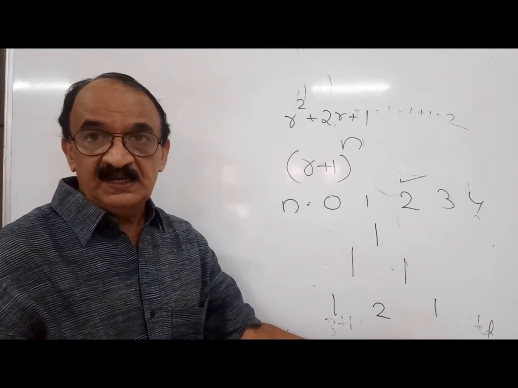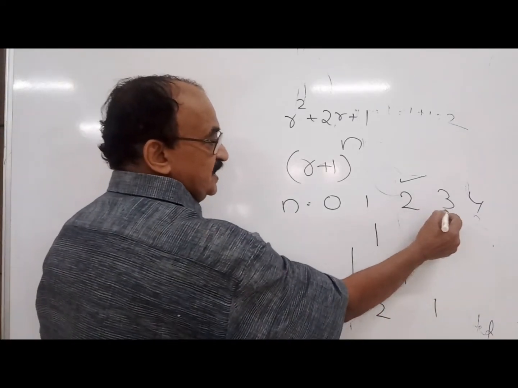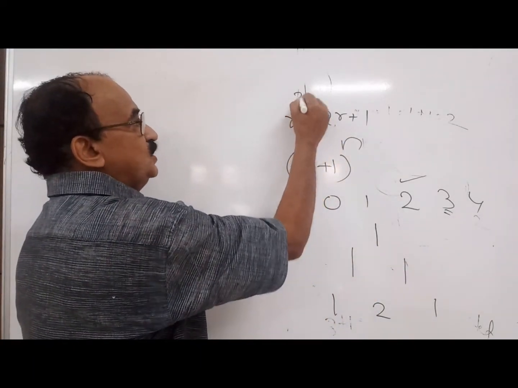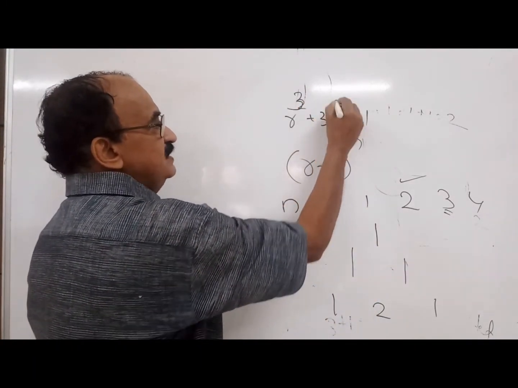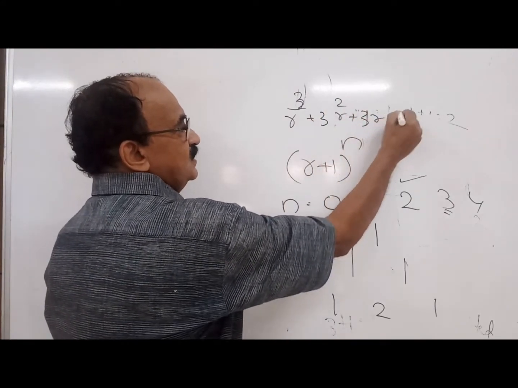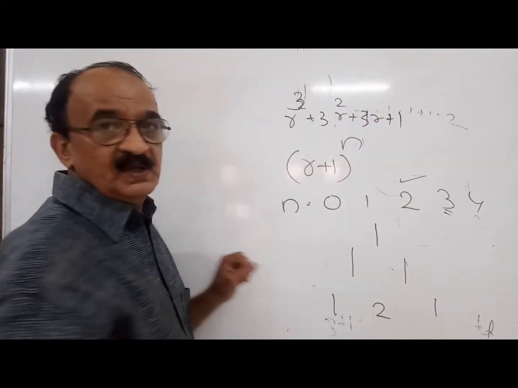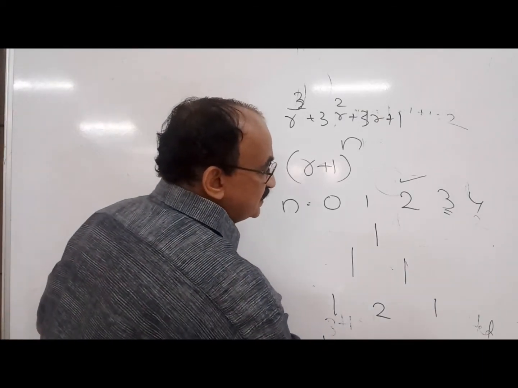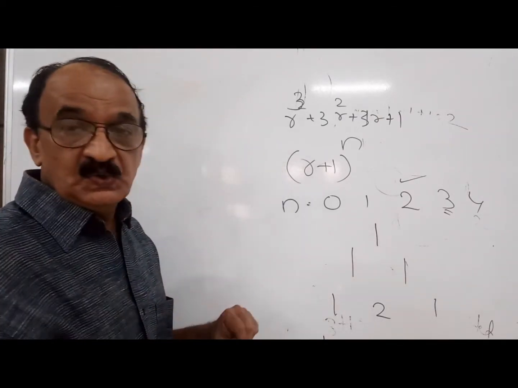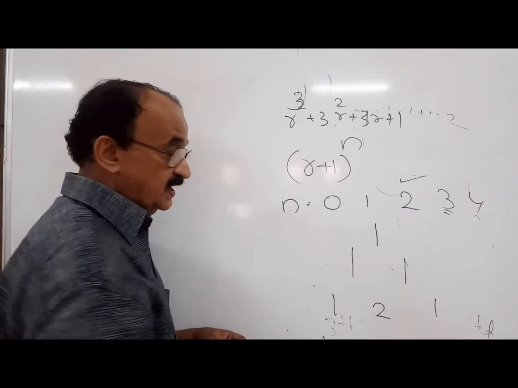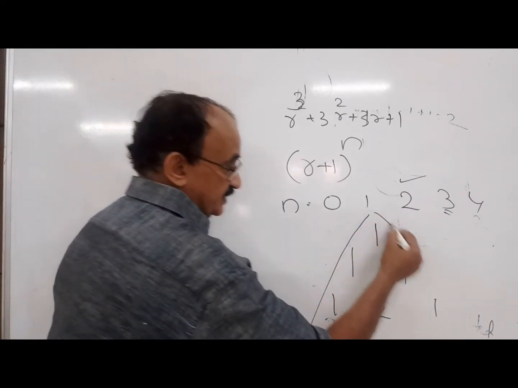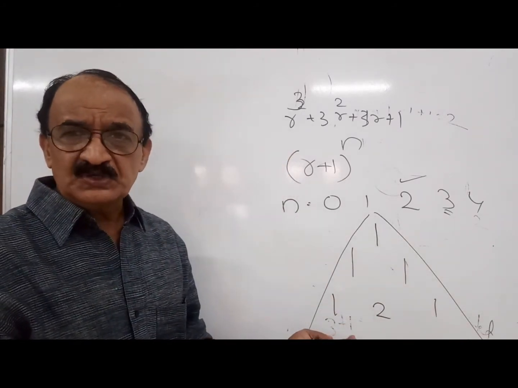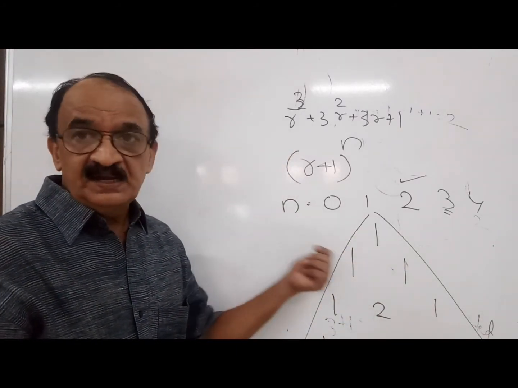In that way we can calculate the intensity. Suppose n is equal to 3. (r + 1) raised to 3 is equal to r cubed plus 3r squared plus 3r plus 1. The coefficients are 1 is to 3 is to 3 is to 1. So when you add these, you are getting a triangle, and that triangle is known as the Pascal's triangle. And from the Pascal's triangle also we can identify the signal intensity.